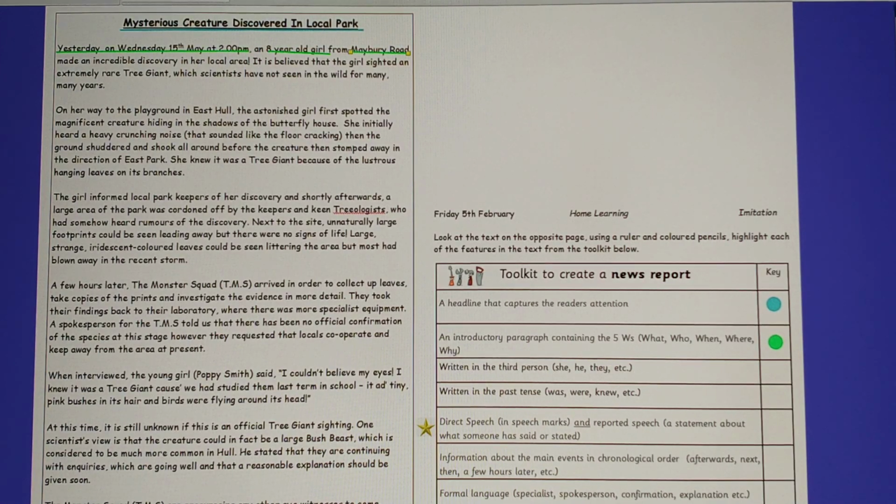Okay, so see how many of these you can find. And remember, if you need to use the examples, they are here. Good luck.